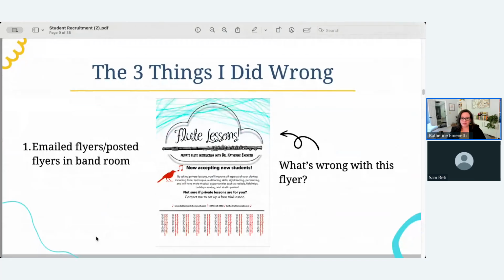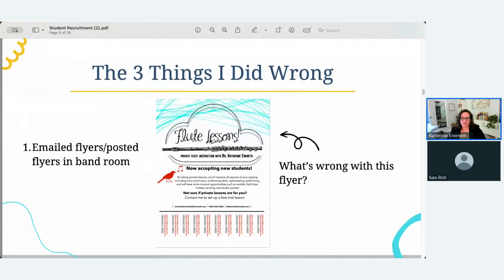One of the first things that I did wrong was I emailed this specific flyer to different band directors and posted the flyers in band rooms. So take a look at my flyer and see if you can identify what's wrong with it. And once you have some ideas, type it in the chat.